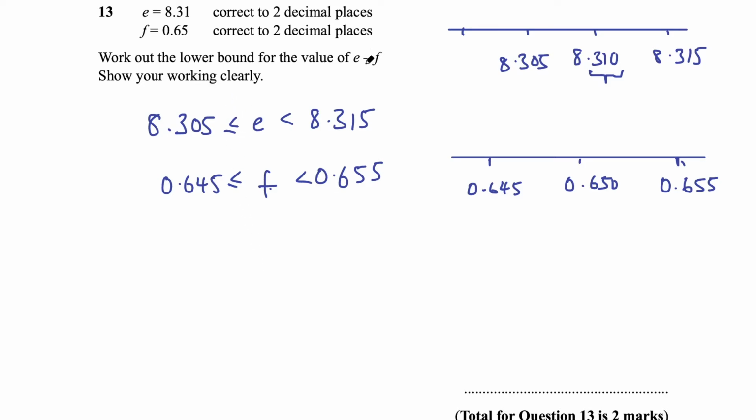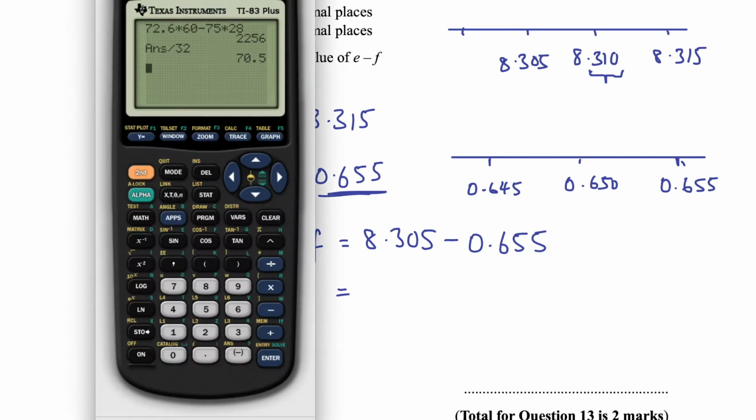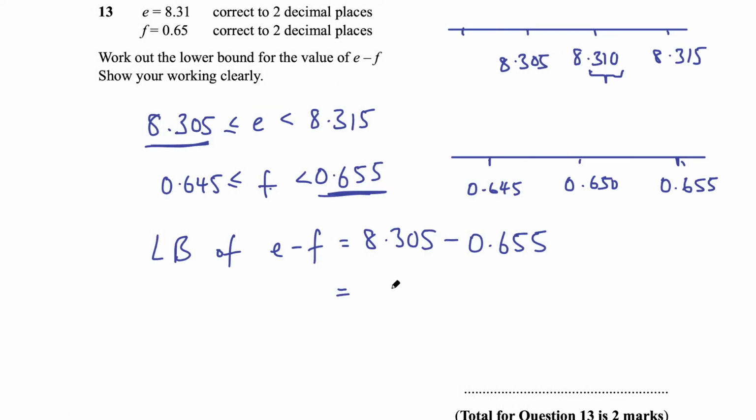And now we're looking for the lower bound of the value of E take F. Well, what's going to give you the smallest amount for E take F? It's going to be if E is the minimum value for E, so the lower bound for E, and F is the upper bound. That's going to give you the smallest difference between them. So the lower bound of E take F is going to be 8.305 subtract 0.655, the upper bound of F. And that's going to give us the lower bound. Let's use a calculator to find that difference, and we get 7.65. Okay, there we go. That is question 13 for 2 marks.